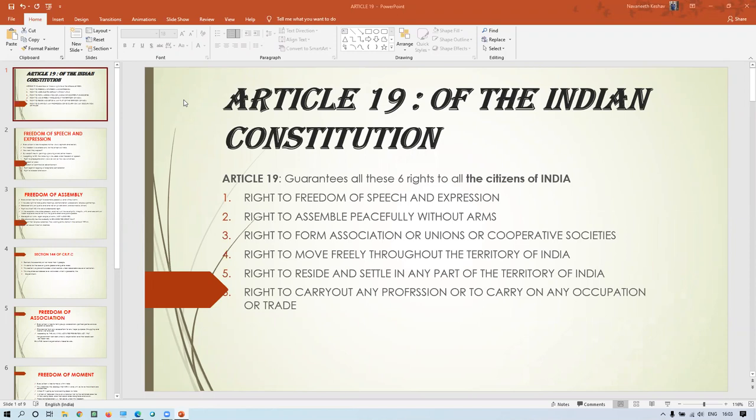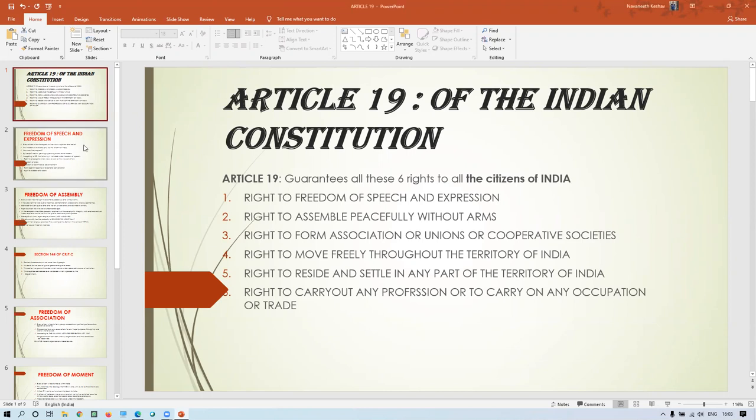Right to freedom of speech and expression. Right to assemble peacefully without arms. Right to form associations or unions or cooperative societies. Right to move freely throughout the territory of India. Right to reside and settle in any part of the territory of India. Right to carry out any profession or any occupation or trade. All these rights are applicable only to the citizens of India and only them.